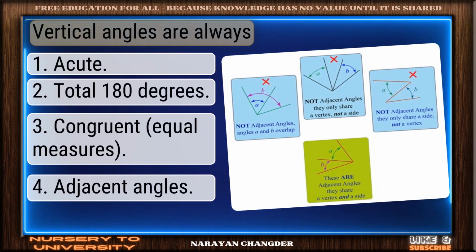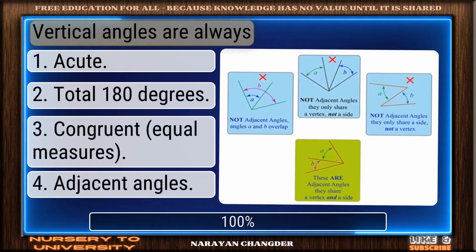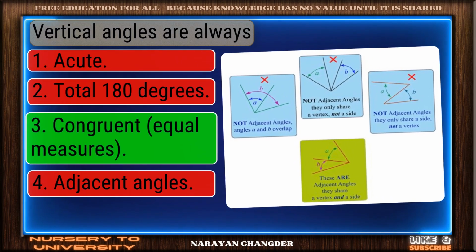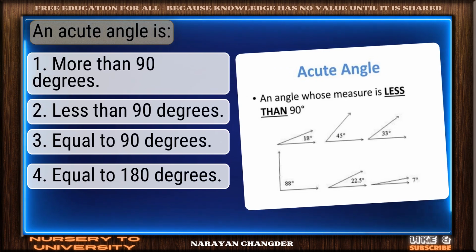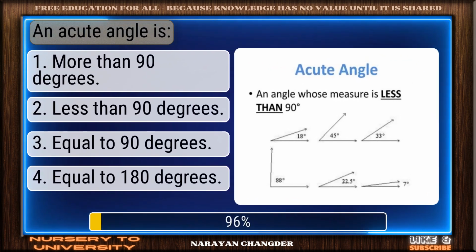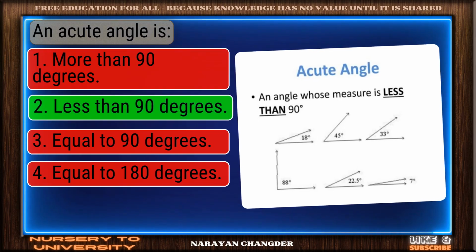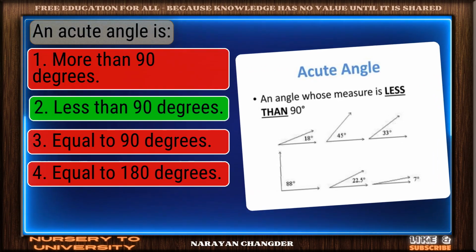Question number 81. Vertical angles are always. Well done. Congruent is the right choice. Question number 82. An acute angle is. Excellent choice. Less than 90 degrees is the right answer.